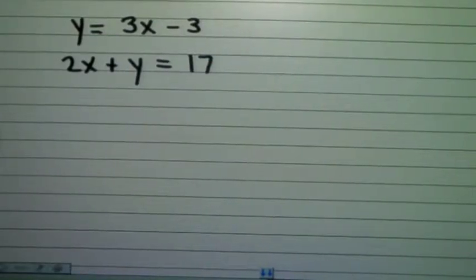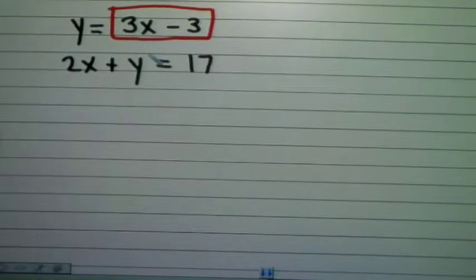And in substitution, it's easiest to use that when one of your equations is solved for a variable, like the first one, but the other one is not. This one's in standard form. Substitution means you're going to substitute one equation into the other. So I'm going to take this first equation. I've got y equals 3x minus 3.